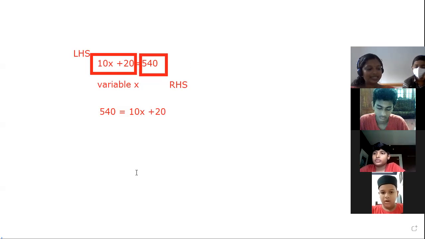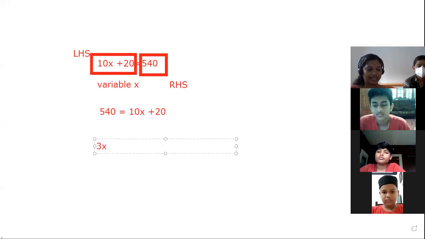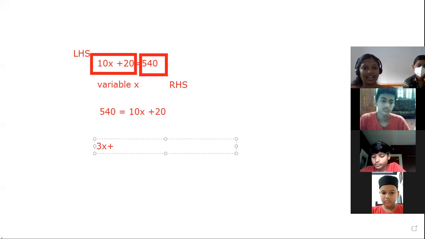The statement is the sum of 3 times x. 3 times means multiply with 3. So 3 times x means 3 into x, so 3x. That is the sum of 3 times x. Sum of 3 times x means 3x plus 11. Okay, the sum of 3 times x and 11, then it becomes 3x plus 11.